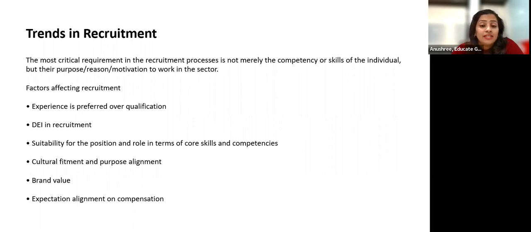The other part, definitely the most important part, is your culture fitment and your purpose alignment. I think that's the most important part, as I said at the start as well. When we hire, we need to hire for culture fitment. That's what organizations look for. Is the person focused, does the person have a connect to the cause of the organization, and does the person fit into the system of it?